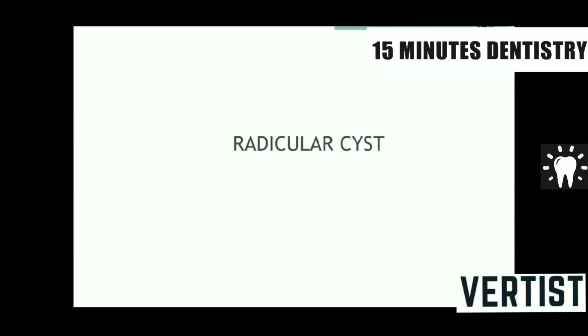Next cyst, which is the most common cyst of jaw bones, is a radicular cyst. It is called a radicular cyst because it is associated with the root of the tooth. It is also known as apical periodontal cyst. It is an inflammatory type of odontogenic cyst. It is not developmental, but it is an inflammatory type of cyst.